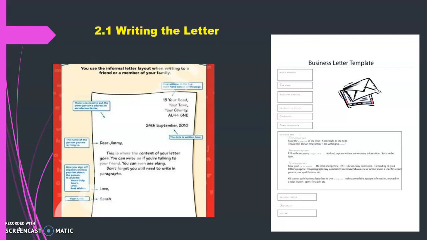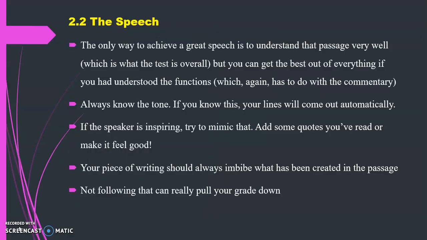So these are a few types of writing you can see. It's either a letter or a piece of writing where your creative writing takes place, and mostly descriptive and narrative writing. As for speech, the only way to achieve a great speech is to understand the passage very well, which is what the test is overall. You can get the best out of everything if you understand the function. Always know the tone, and if the speaker is inspiring, mimic that. Add some quotes you have read and make it feel good.